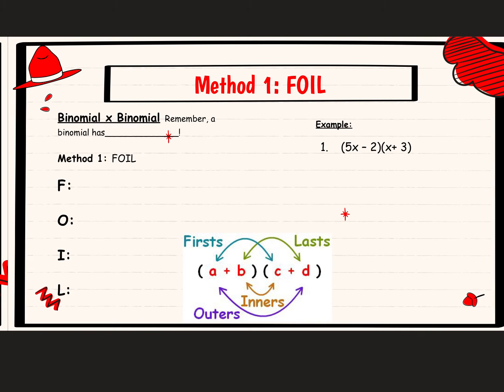So now we're looking at a binomial times a binomial. All right. So there are two methods when we're looking at multiplying a binomial times a binomial. So first of all, remember that a binomial has 2 terms. There are 2 methods that we're going to look at. So the first one is FOIL.